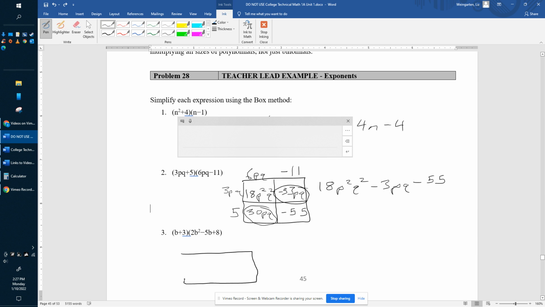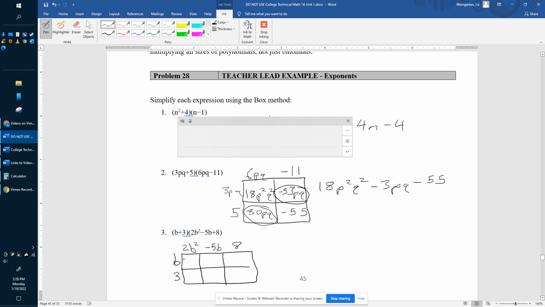Let's try this. That's better. Now this time, we're going to have 6 squares, because we are going to have b plus 3 on the side, and on the top we're going to have 2b squared, a negative 5b, and an 8. So let's multiply this out, fill out this entire box, and then we can combine like terms.